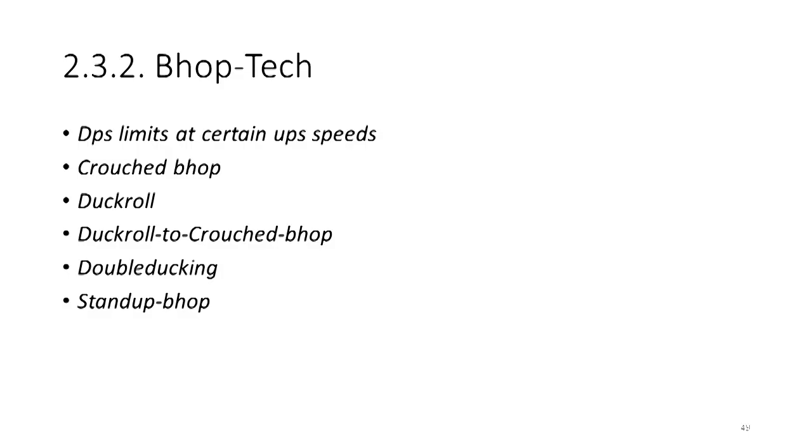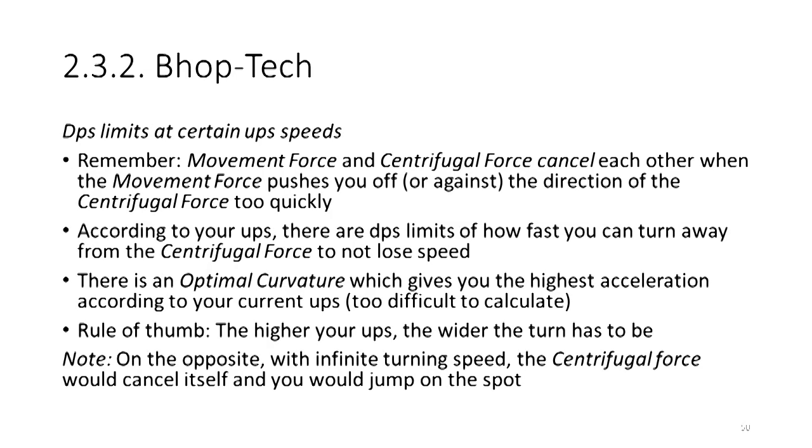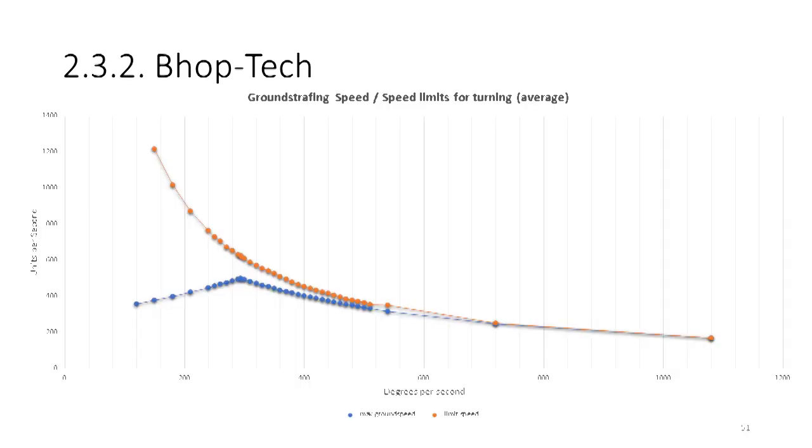For Bhop-Tech, we first want to consider the limits of turning considering controllable max speeds, which is tied to crouched Bhop as well. All the other techniques can be summed up as speed management. DPS limits are concerning the maximum DPS when having certain UPS speeds. This graph shows the UPS limits that you can achieve experimenting with movement command and turning key press combinations.